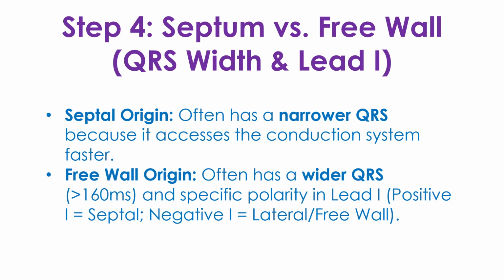And finally, step 4, septum versus free wall, based on QRS width and lead 1. Septal origin often has a narrower QRS because it accesses the conduction system faster. Free wall origin often has a wider QRS, more than 160 milliseconds, and specific polarity in lead 1.